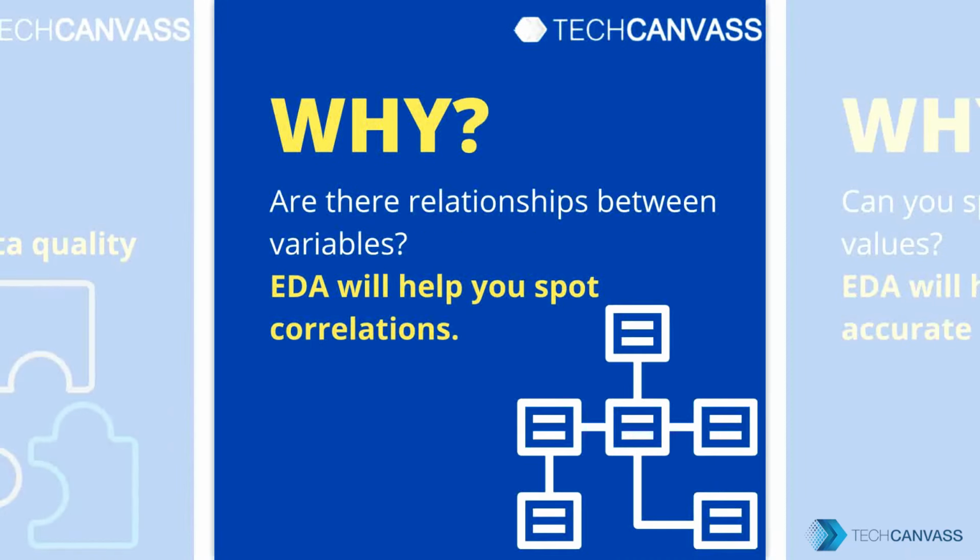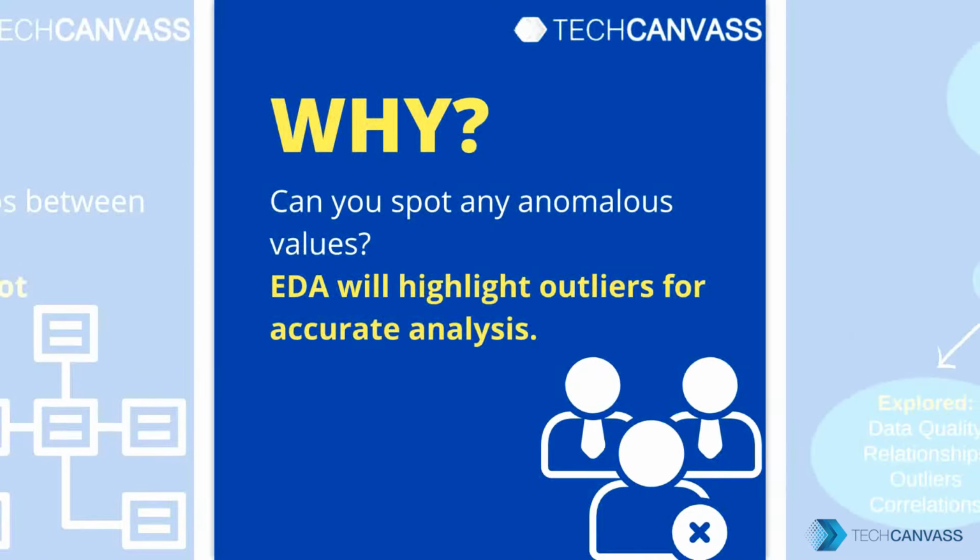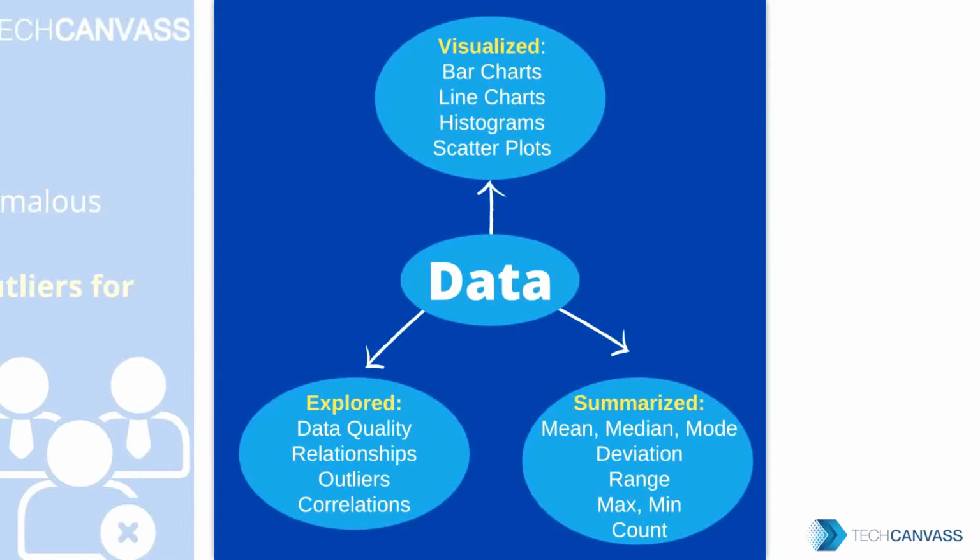Are there any relationships between variables? EDA will help you spot correlations. Can you spot any anomalous values? So EDA will highlight outliers for accurate data analysis. So basically, we explore, summarize, and visualize data, right? The better you know your data, the better is your analysis.